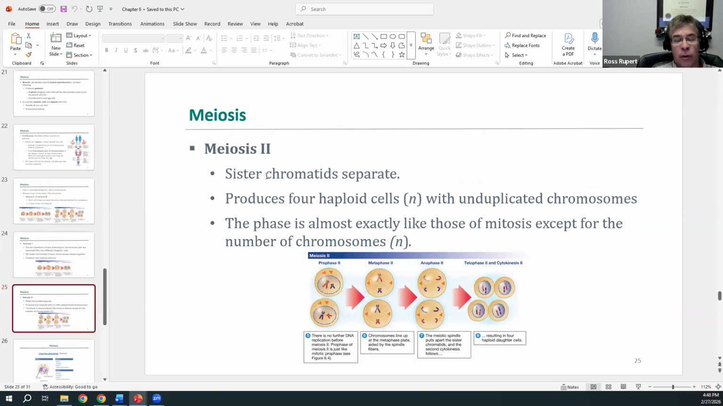Meiosis 2, the homologs are split. Now what we have to do is split the sisters. So if you look here, you've got 2 chromosomes, but they both have 2 sister chromatids. We have to split those. So now when you count it, you count 2 chromosomes, but notice something else. Each only has 1 chromatid. And if you look really carefully, they're all different.